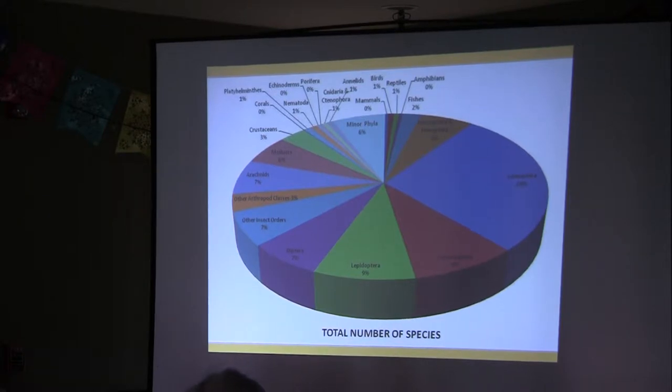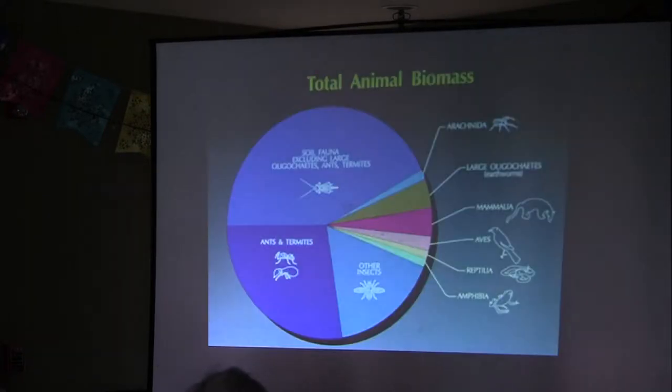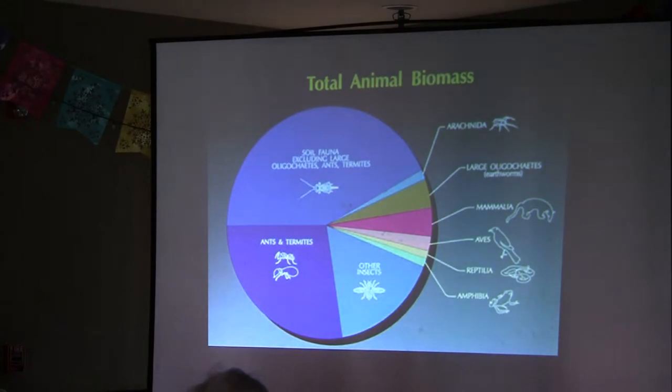And when you think about total biomass, the next slide is a little blurry, but that's just the number of species. When you think about the biomass of everything, by far the greatest biomass in terms of animals on the planet is the soil fauna, excluding the large earthworms, ants, and termites. Here is ants and termites. And here's the large earthworms, oligochaetes. So between this, this, and this, it's pretty much most of the biomass on the planet.